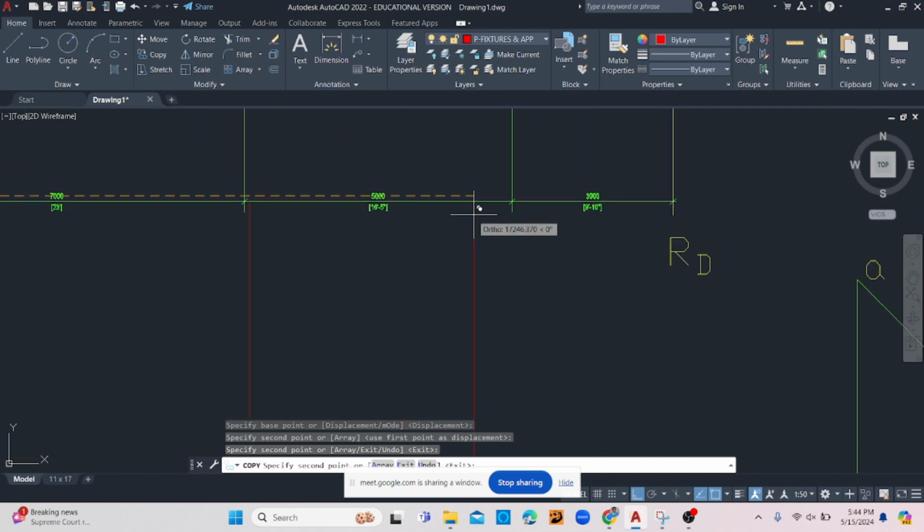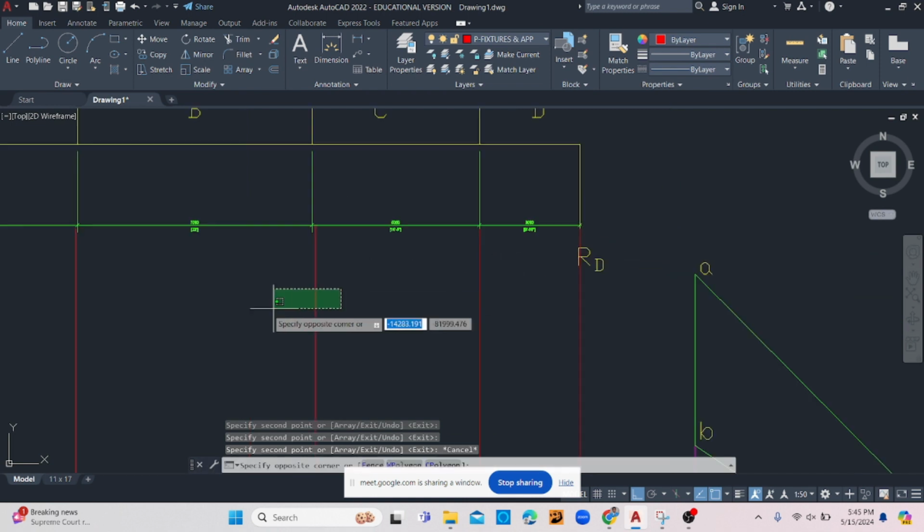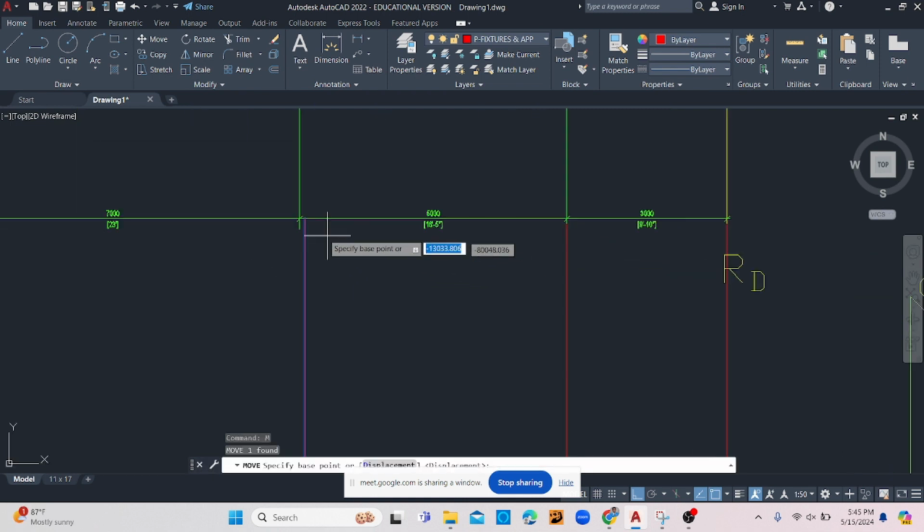That one didn't snap where it's supposed to snap. So let me move it. Alright.